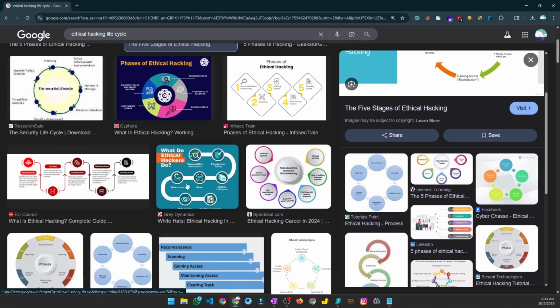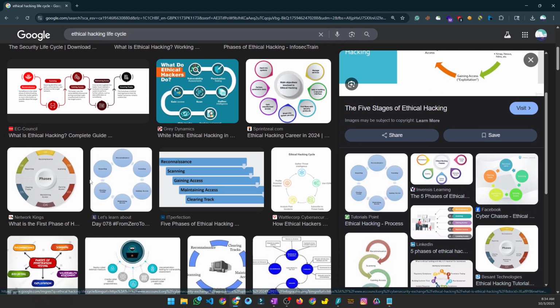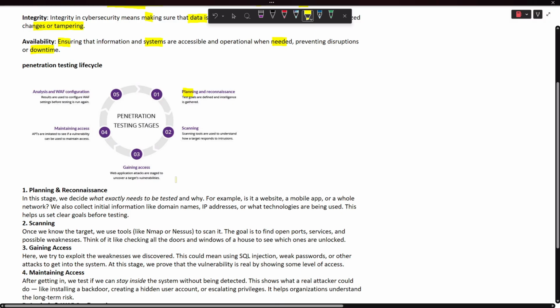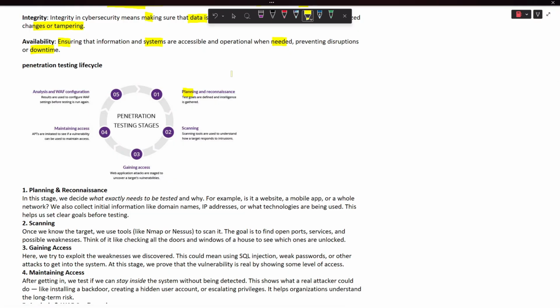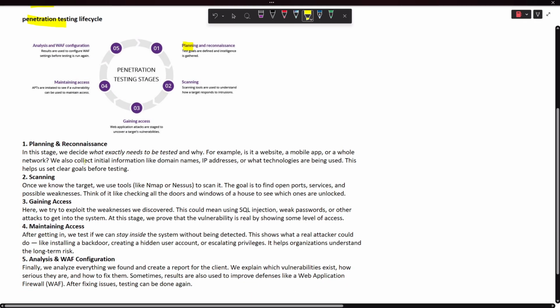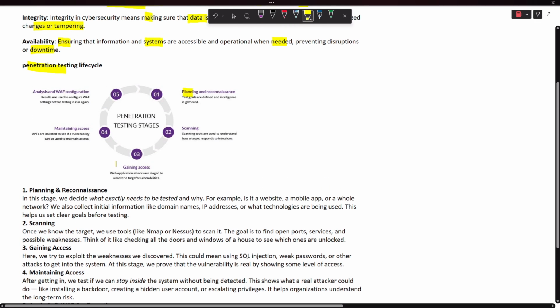Yeah, these are almost the same things. Let's open this one: reconnaissance, scanning, gaining access, maintaining access, and covering tracks. On the other hand, if we look into planning and reconnaissance, scanning, gaining access, maintaining access, these are the same things in ethical hacking and penetration testing. So don't be confused with the title of penetration testing, because we are covering ethical hacking now. These are kind of the same things. So let's explore how this life cycle basically works.